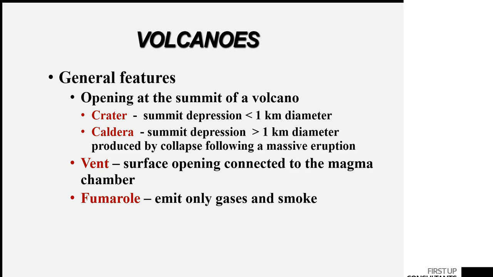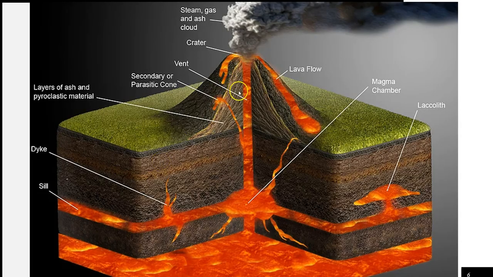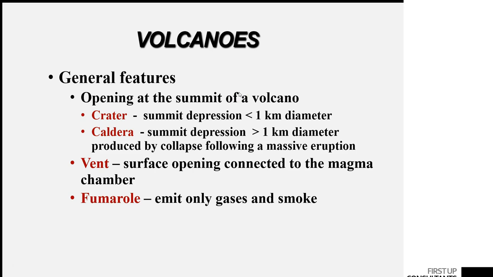And then there's vents and fumaroles. A vent is an opening that's connected to the magma chamber, so lava comes out. Here's the magma chamber underneath the ground, and the vent is connected. Then a fumarole: sometimes you will have a side chamber, a smaller vent, an opening that's connected and emits only gases or smoke. That's what a fumarole is.